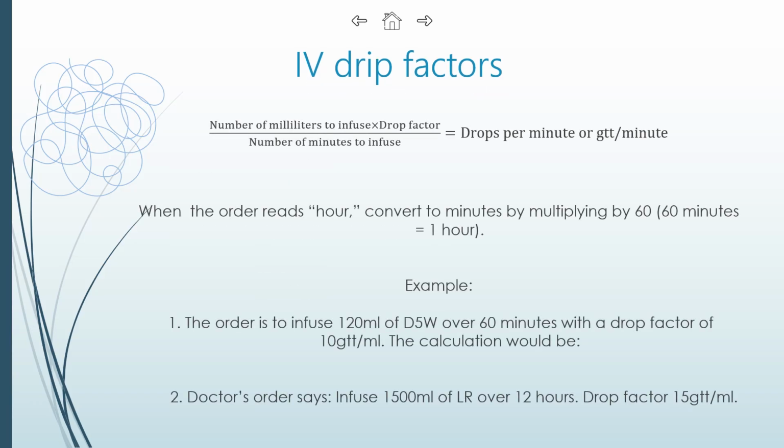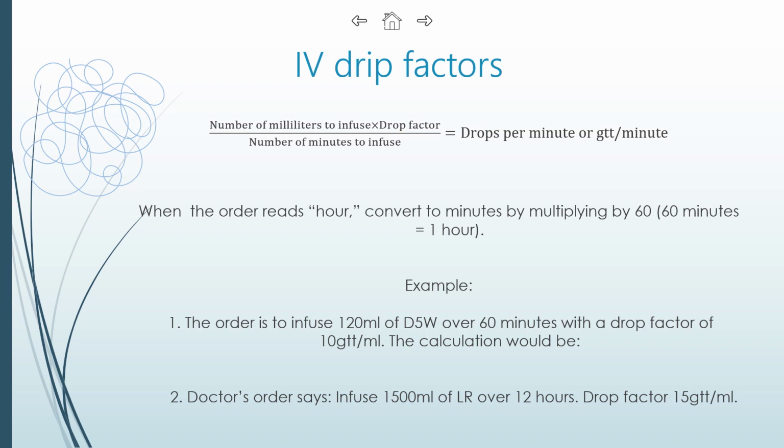In order to calculate drip rates, the best way to remember to do this is volume over time times drop factor. The number of milliliters to infuse is your volume. So if the doctor orders to be infused 120 mLs of D5W over 60 minutes with a drop factor of 10, the calculation should be 120 mLs over the number of minutes, which is 60, and then multiply that by 10 because you already have it.